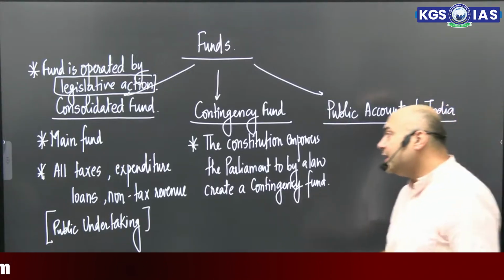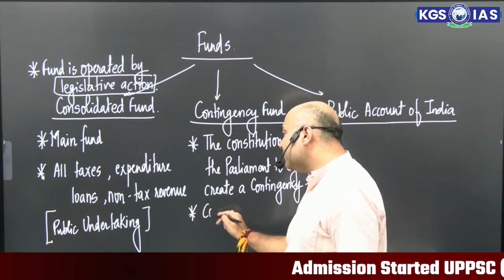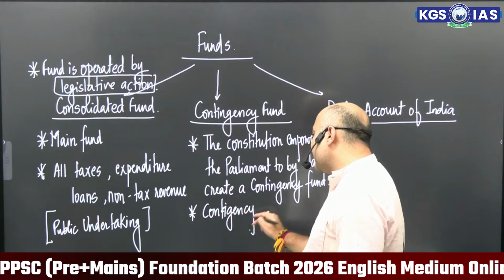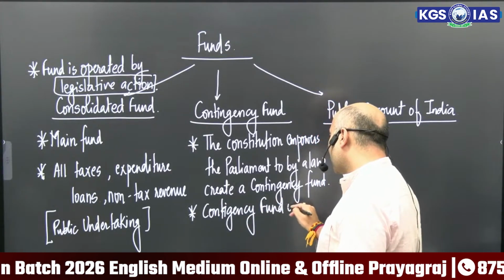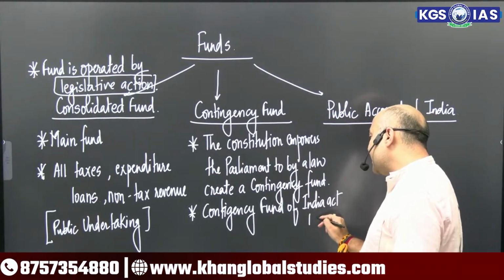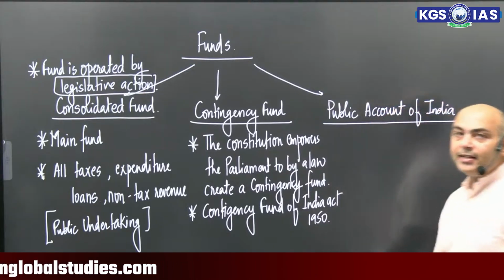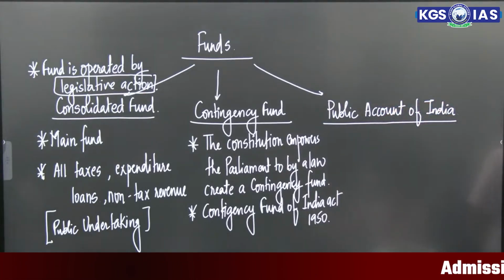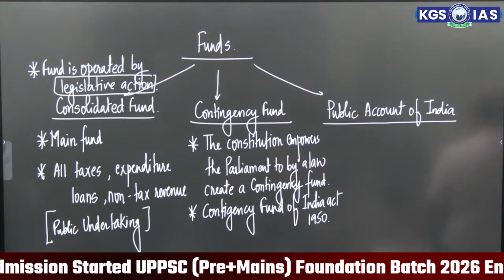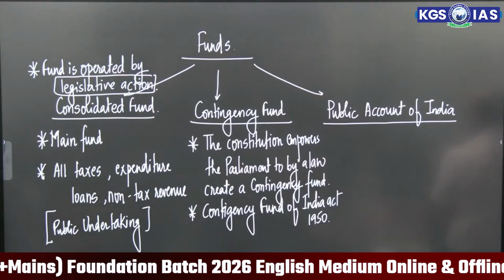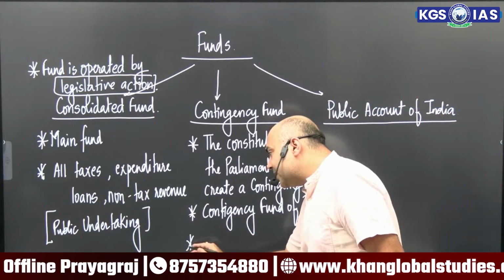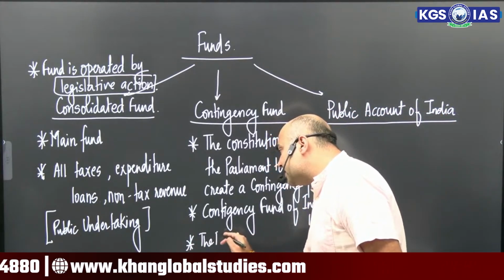Accordingly, the Parliament has passed the Contingency Fund of India Act, 1950, and in 1951 this fund was created. This fund, that is the contingency fund, is at the disposal of the President of India. It is at the disposal of the President, which means the President authorizes expenditure.